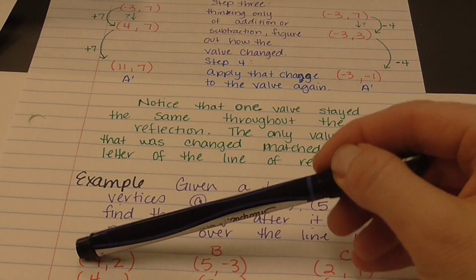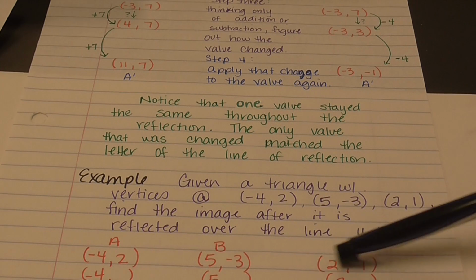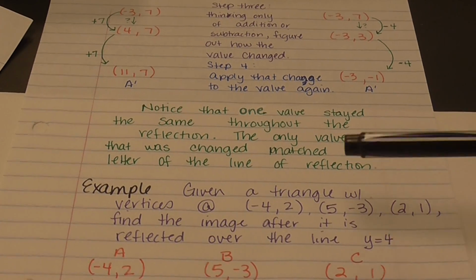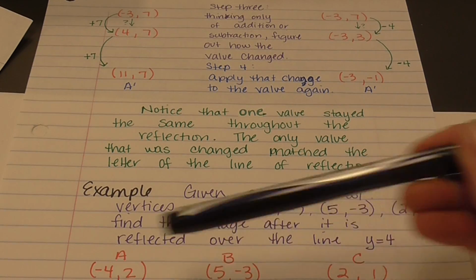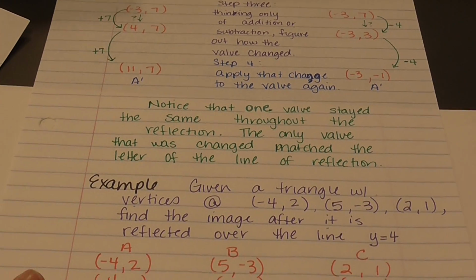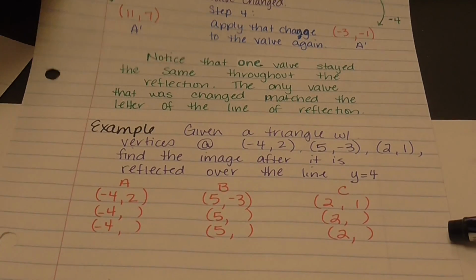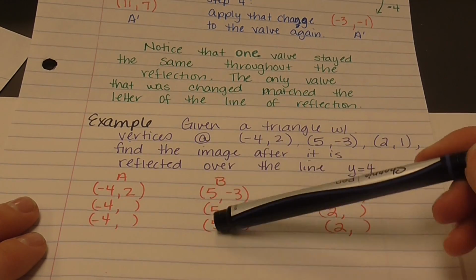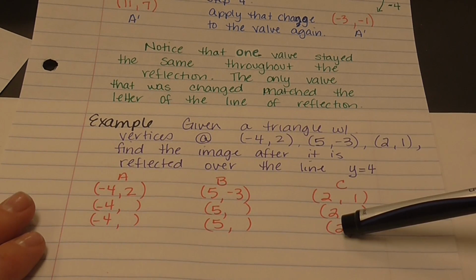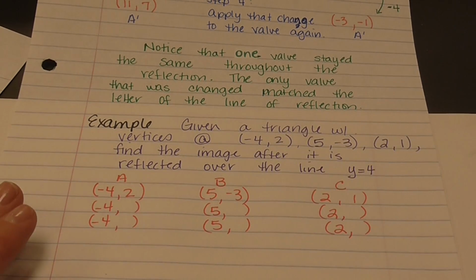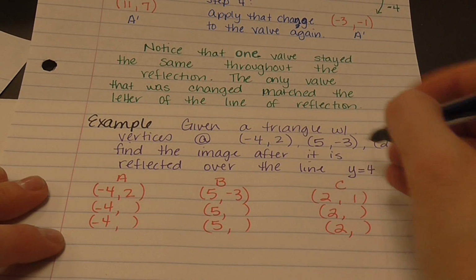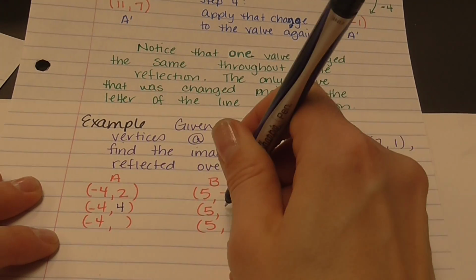So the first step is rewrite my points, which I did. Then I noticed it's a y equals, so I'm just going to repeat my x's throughout because I know my x's aren't going to change. So my -4s are put in every one of these, my 5s are put in every one of these, and my 2s are put in every one of these because it's a y equals 4. My x's are not changing. Then in my middle column, I'm going to put the number 4 for every value of y.